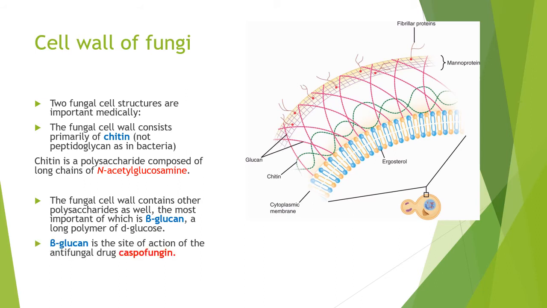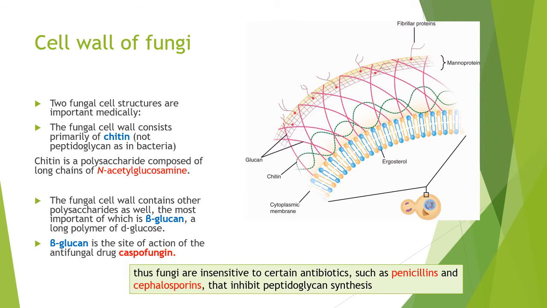This beta glucan is very important because, again, it is a site of action for certain antifungal drugs like caspofungin. So again here, penicillins will not work because they need a peptidoglycan, which does not exist in fungi.